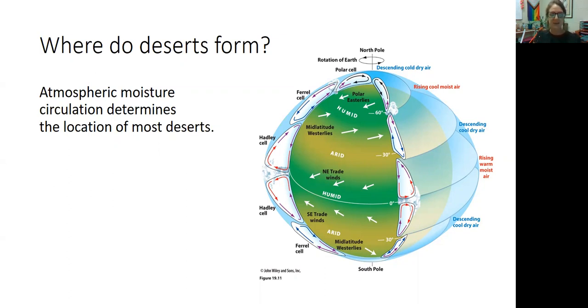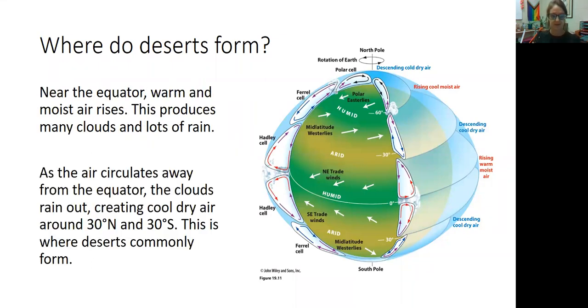And we know that atmospheric moisture circulates around the earth in pretty typical, predictable patterns. Now, near the equator, it's hot, it's moist, and there the hot, moist air rises. This produces a lot of clouds and a lot of rains near the equator. If you've ever been to the tropics, you know it's hot and it's wet.